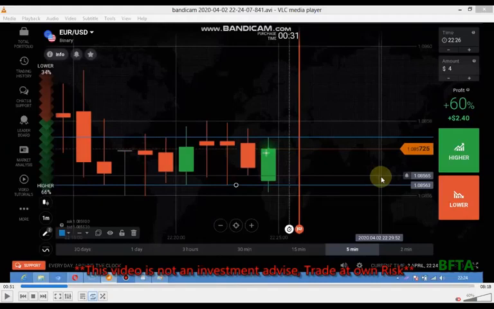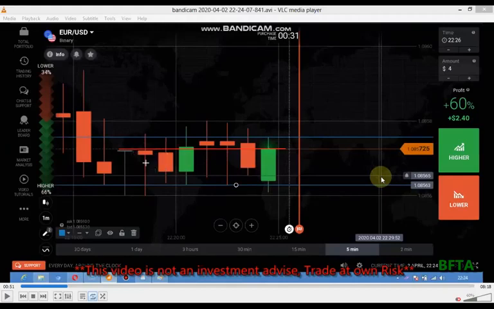Just pay attention to it. Look at it. It closed above this upper green candle. That is this doji candlestick. You can see it closed exactly at that level. It closed exactly at that level.